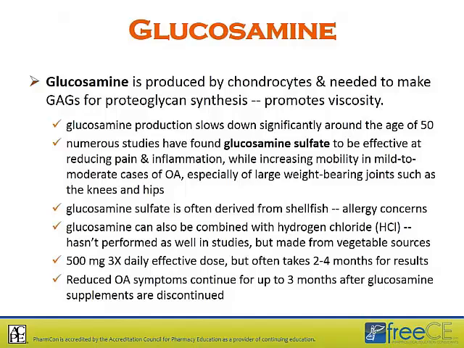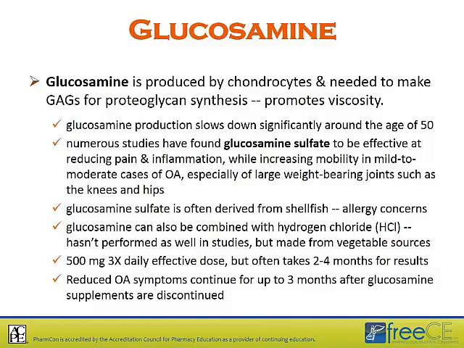Glucosamine is produced by the chondrocytes and needed to make the GAGs for proteoglycan synthesis. In essence, glucosamine promotes viscosity of the synovial fluid. Interestingly, glucosamine production slows down significantly, naturally, around the age of 50. Numerous studies have found glucosamine sulfate to be effective at reducing pain and inflammation, while increasing mobility in mild to moderate cases of OA, especially large weight-bearing joints, such as the hips and the knees.